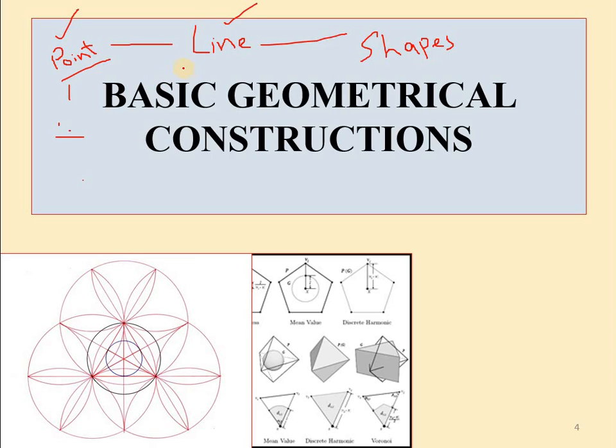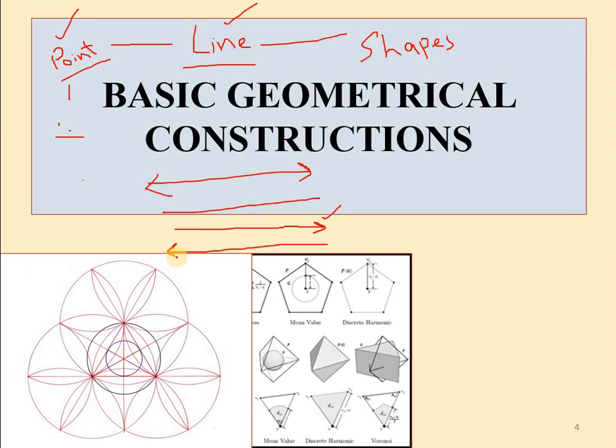Then we have the line. A line is a set of points that extends infinitely in two directions. For example, if we have a line in this form, it means that the line can be extended in both directions infinitely. If we have a line in this form, it means it has a fixed length. If we have a line in this form, it can be extended in one direction. If it is in this form, it can be extended in the left direction. So this is the definition of the line.